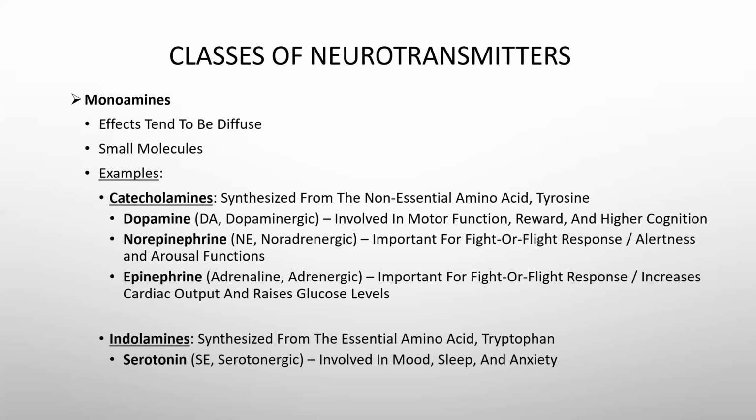What I also provided you were the names of the receptor sites. So the receptor for dopamine is called dopaminergic. The receptor for norepinephrine is noradrenergic. The receptor for epinephrine is adrenergic. And then finally, for serotonin, those are called serotonergic.